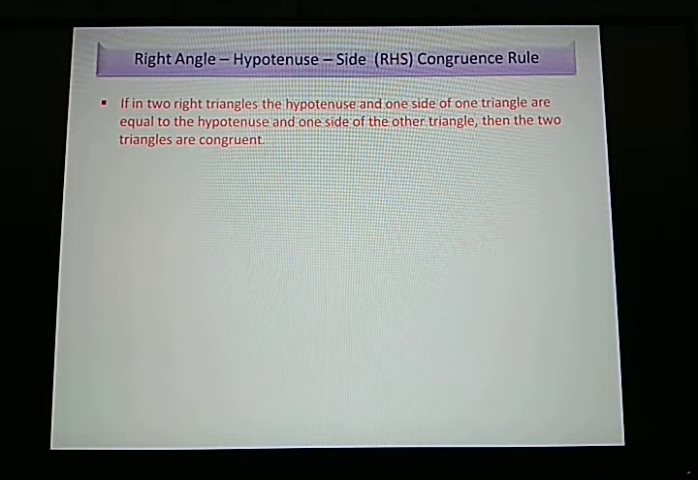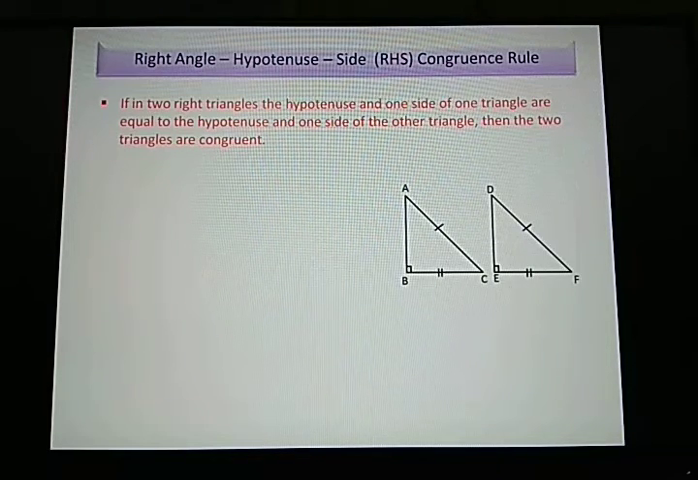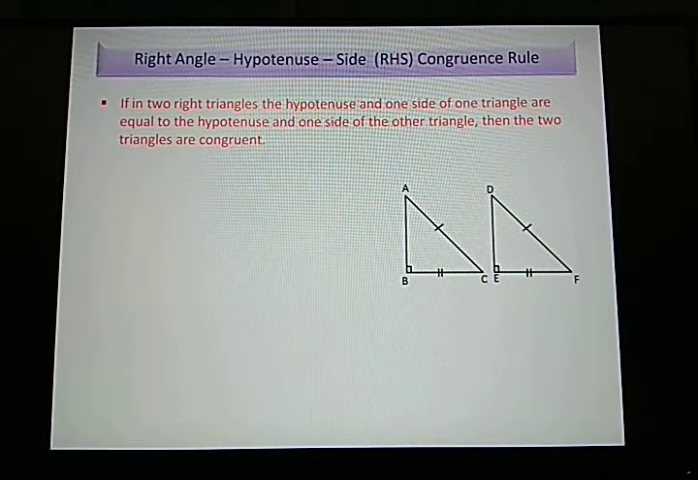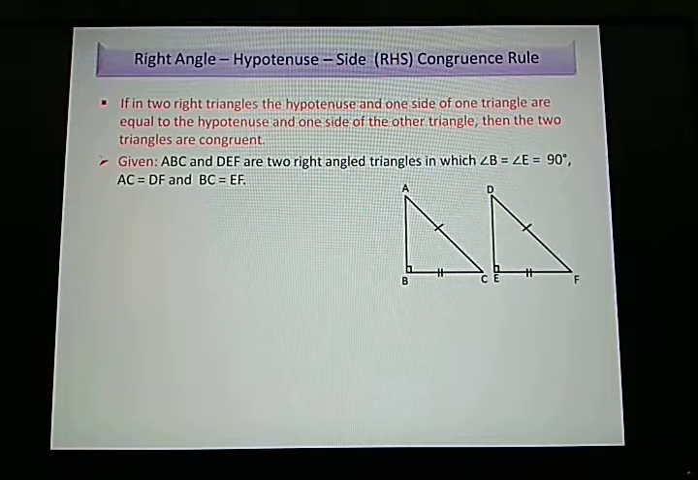So let us prove it. We will take two right angle triangles ABC and DEF, right angled at B and E. So angle B and angle E will be 90 degrees.